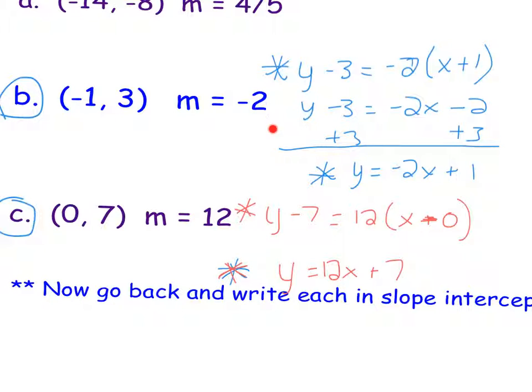Now, I don't have any work shown here because I know that I need to get it into slope-intercept form. I need my slope and I need my y-intercept. The y-intercept is the value of y when x is 0. So I could go straight from this and put it into here. So I didn't have to distribute it out or anything, but if I did, this would have been 12x plus 0, or just 12x, and then I would have added 7 to both sides to get this. So it is so easy to go from point-slope to slope-intercept.